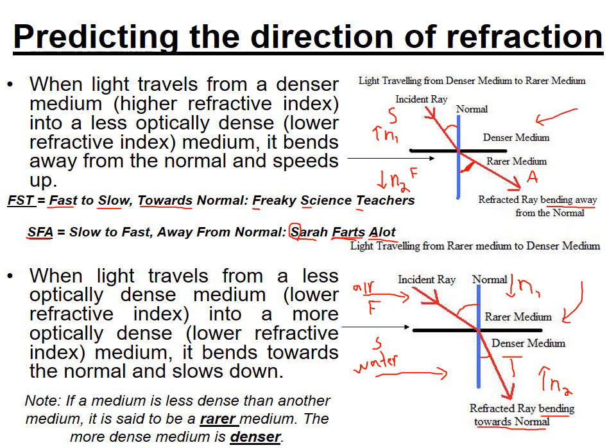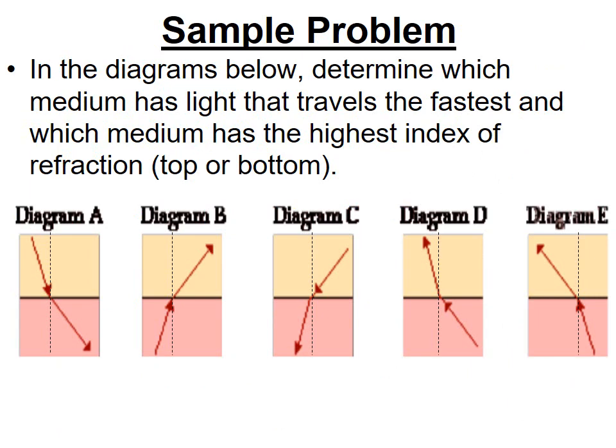Based on that concept, if you're given information about the two media, you can predict roughly where the light ray will refract to. Will it go towards or away from the normal? I'm not asking for the specific angle, I'm just asking for a rough estimate as to where it would refract. So let's take a look at a sample problem over here. So in the diagrams below, determine which medium has light that travels the fastest and which medium has the highest index of refraction, the top or bottom medium.